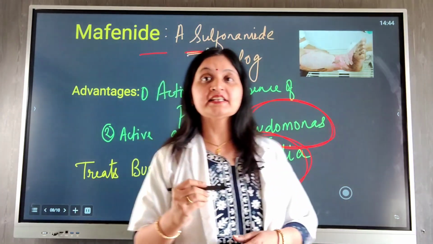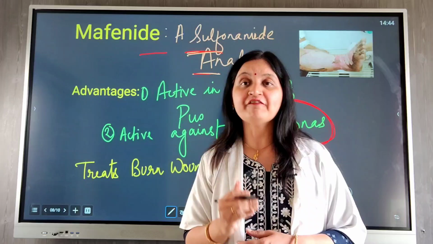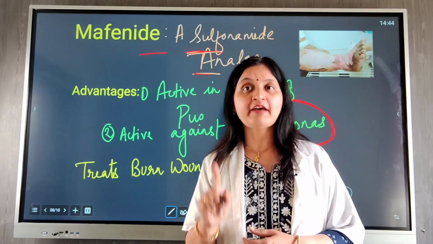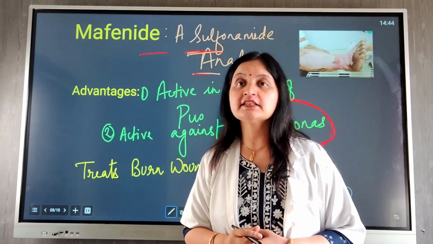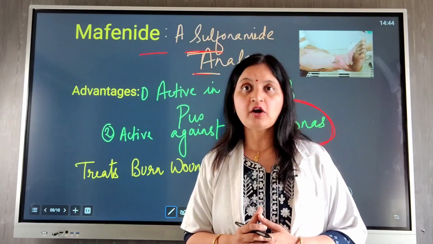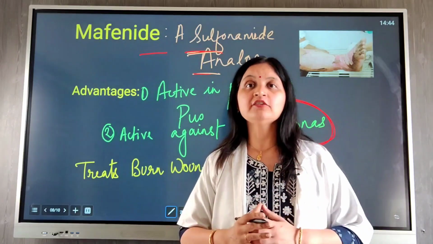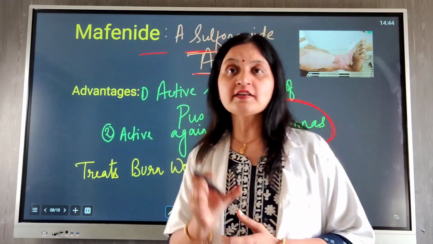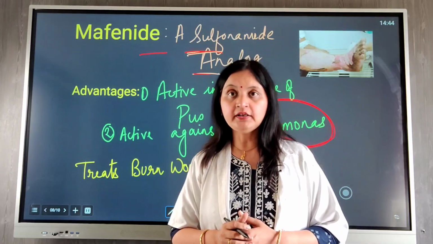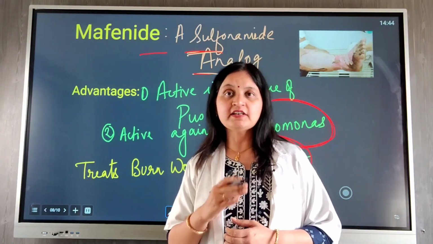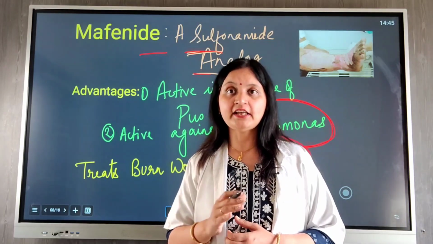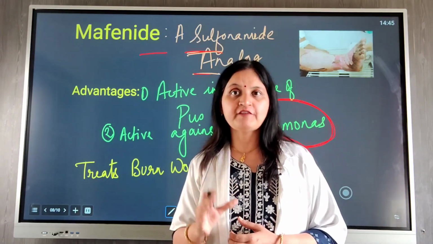Now these two organisms are not commonly affected by sulfonamides. So silver sulfadiazine and Mafenide produce action against Pseudomonas and Clostridia. These are some of the resistant microorganisms, and by inhibiting Pseudomonas and Clostridia, the common organisms present in burn infections, silver sulfadiazine and Mafenide are useful for the treatment of second to third degree burn wound infections.